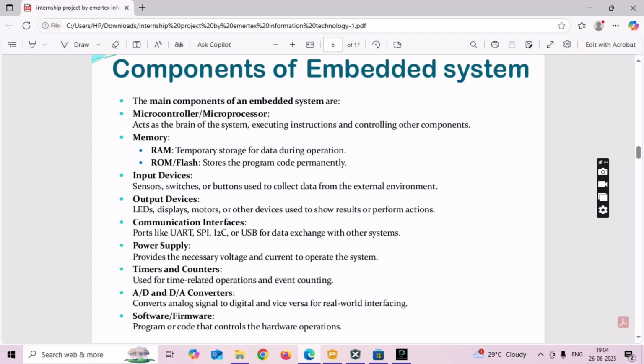Then timers and counters. What is the usage of timers? They are used for time related operations and event counting. Then analog to digital converter and digital to analog converter. These are used for real world interfacing. Then at the end, one more major component of embedded system is software. It is the program or code that controls the hardware operation. Through the code we can control the hardware.